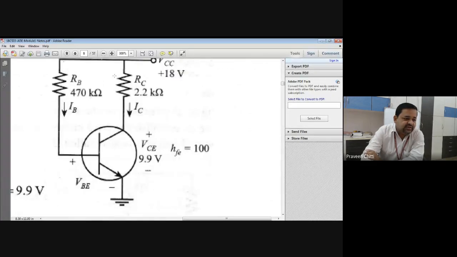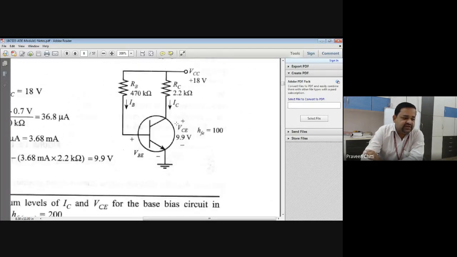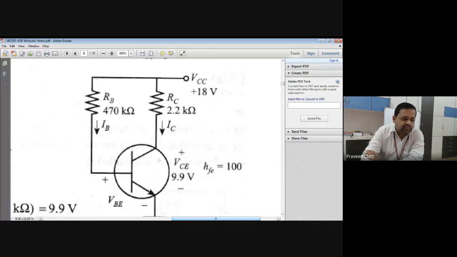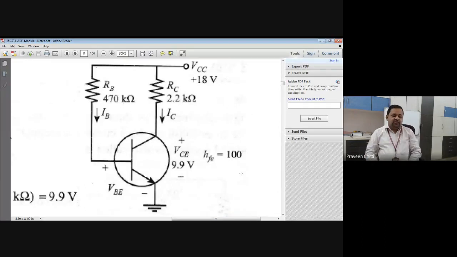Yes, this is the circuit given. I hope the circuit is visible. It is a circuit of which biasing circuit? Obviously the fixed biasing circuit, with the values indicated here. What is the value of VCC?